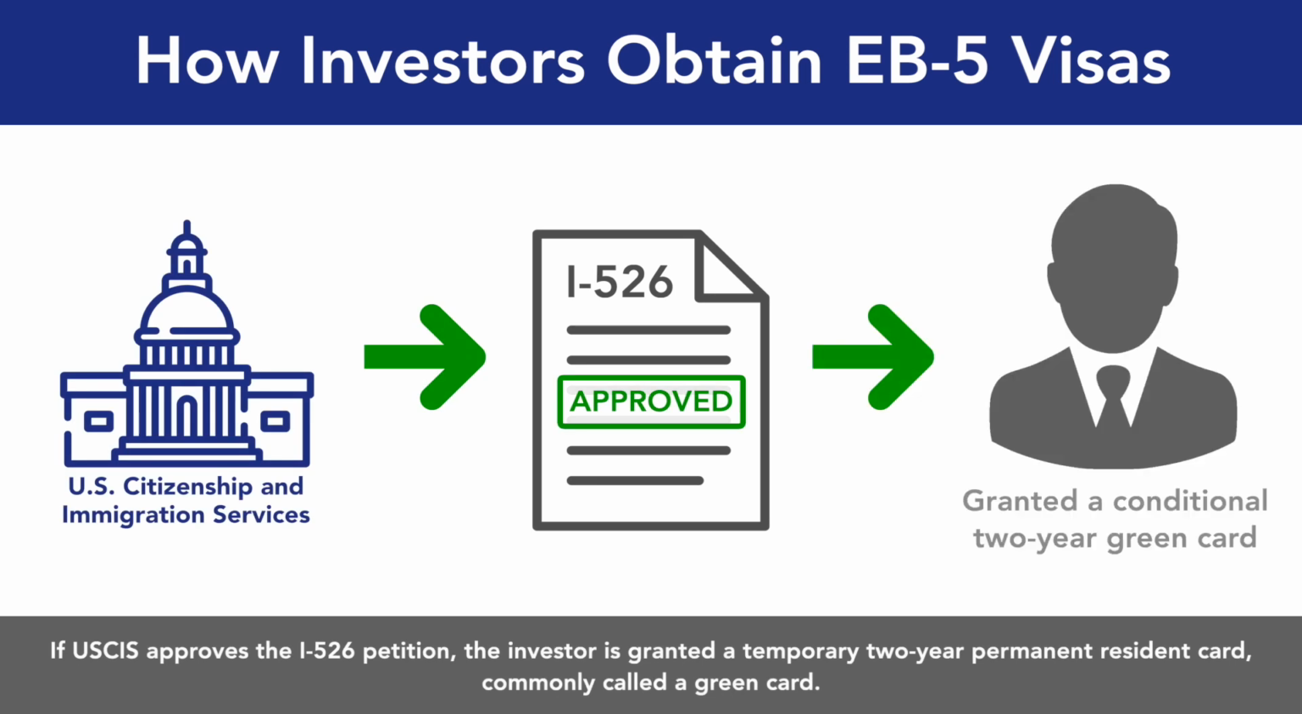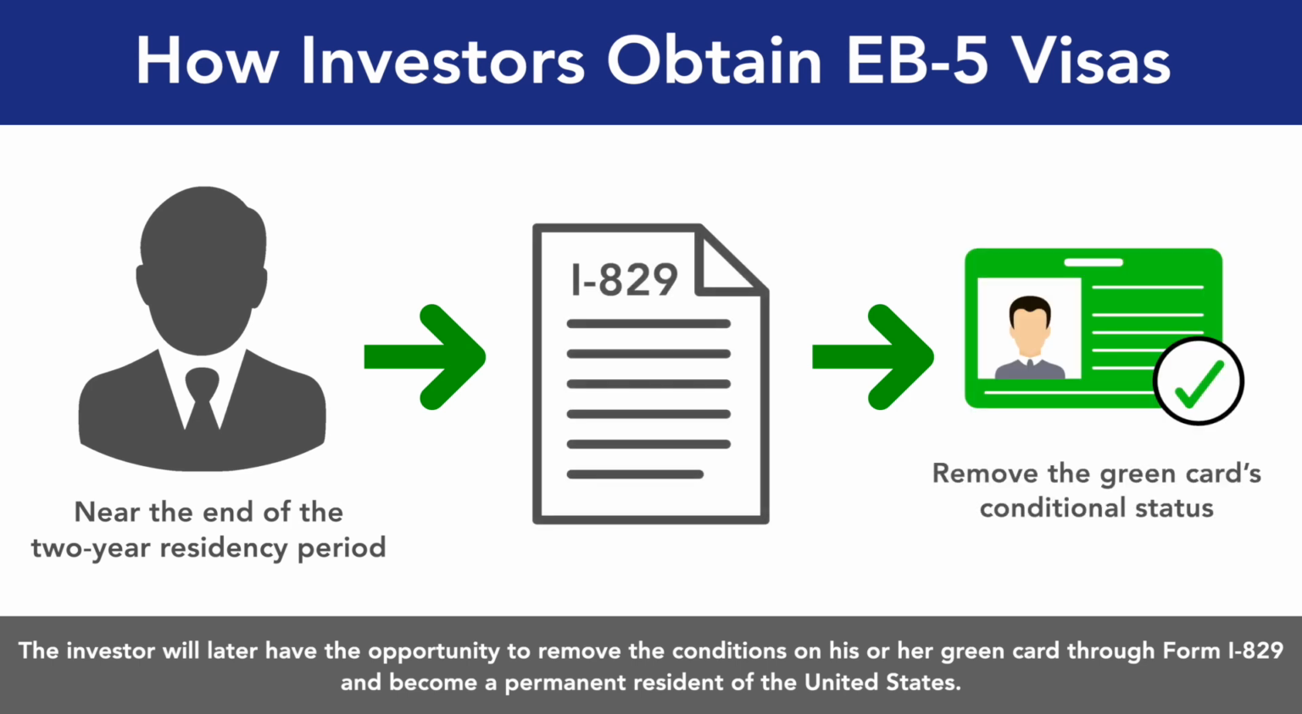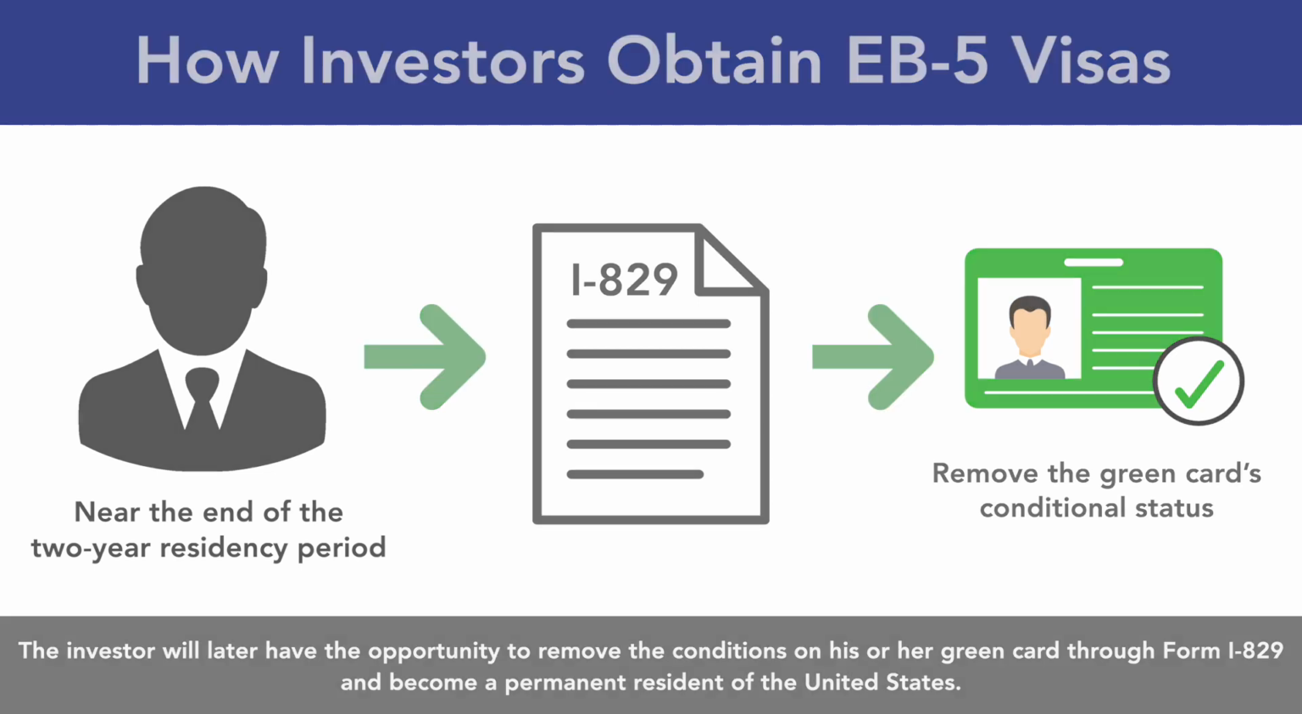If USCIS approves the I-526 petition, the investor is granted a temporary 2-year permanent resident card, commonly called a green card. The investor will later have the opportunity to remove the conditions on his or her green card through Form I-829 and become a permanent resident of the United States.